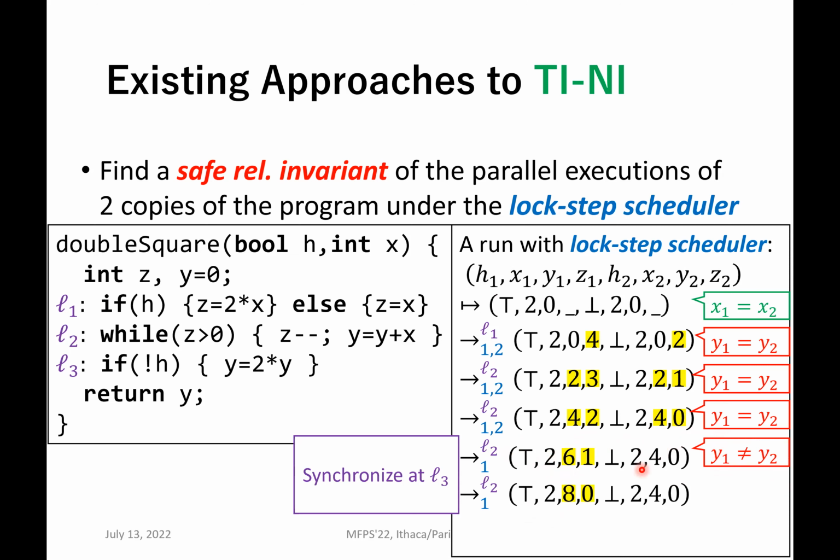Now, the first copy also exited the loop, but the values of y are not equivalent. And now we are synchronized at L3, and the scheduler schedules both copies by executing the statement labeled L3. The y value of the second copy is multiplied by 2. And now the postcondition holds. But note that the lockstep scheduler doesn't preserve this condition.